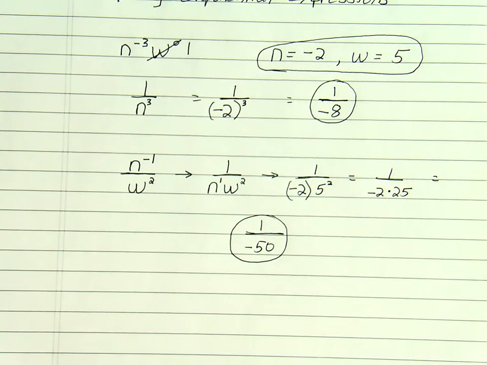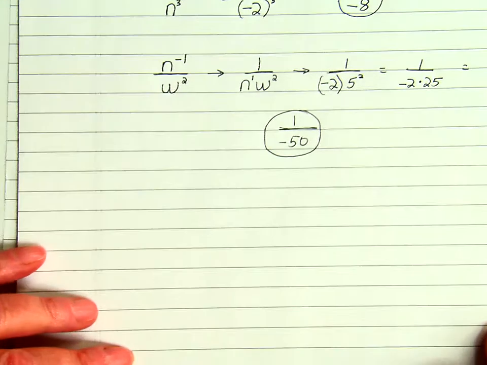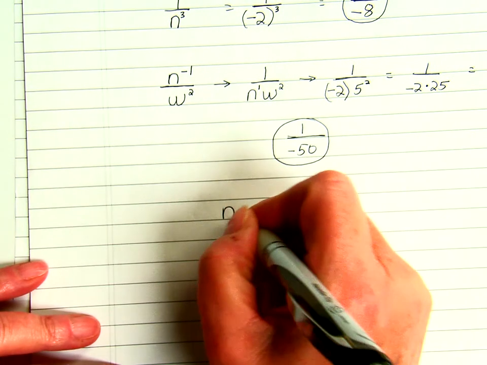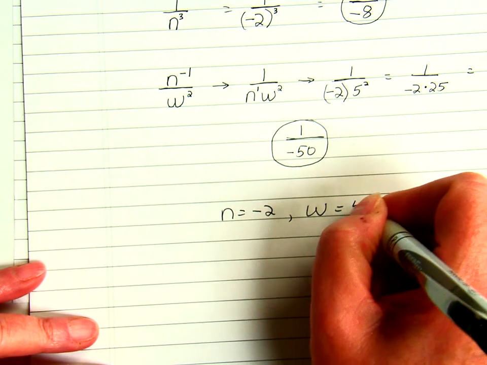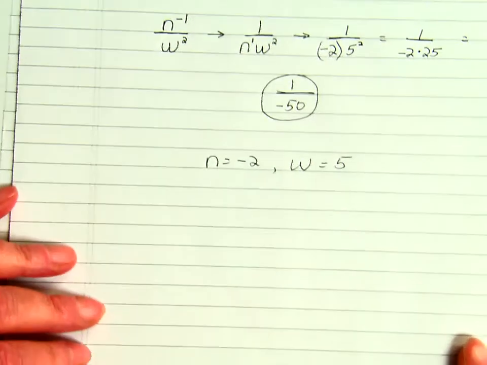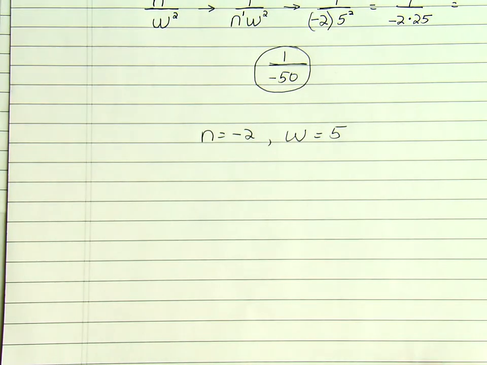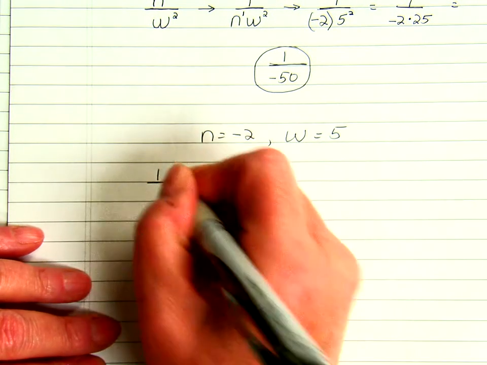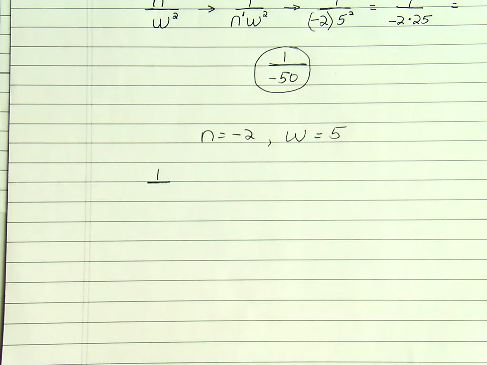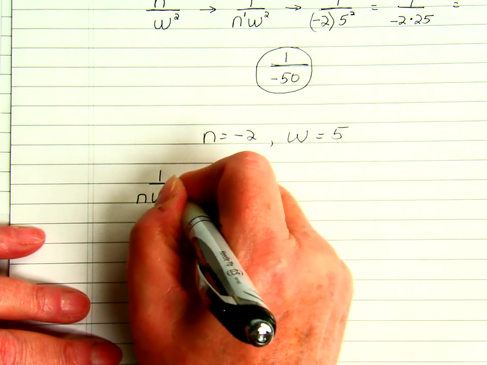We can look at another problem. We are still going to keep our n equals negative 2 and our w equals 5. We're still maintaining that as we work. And this time we are going to do 1 over, and our denominator, n, w to the negative 2.